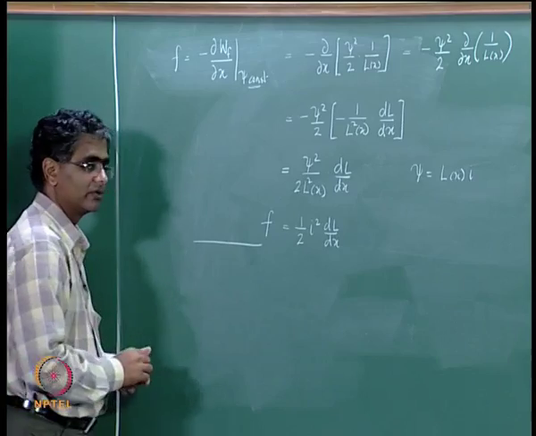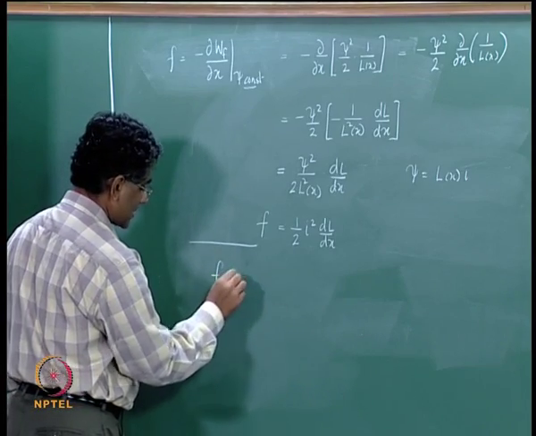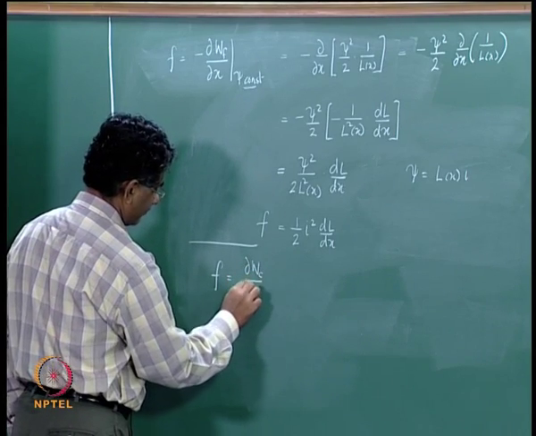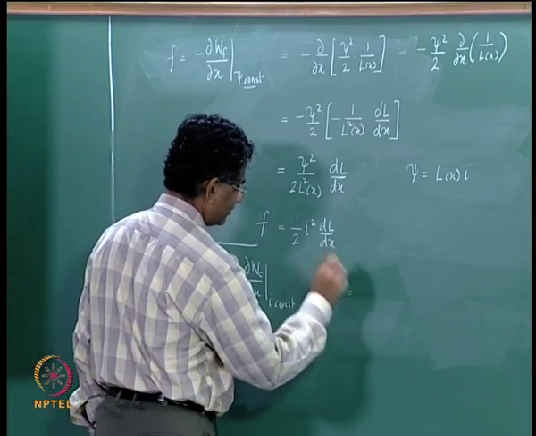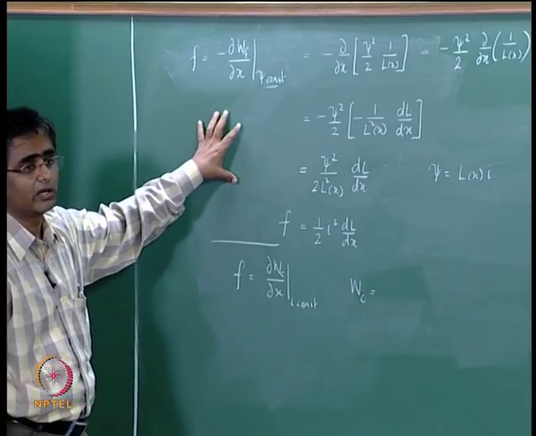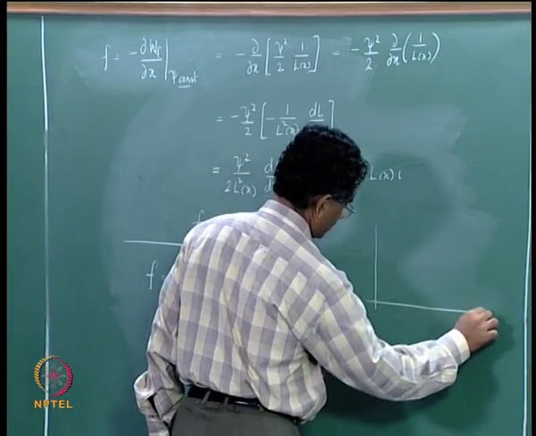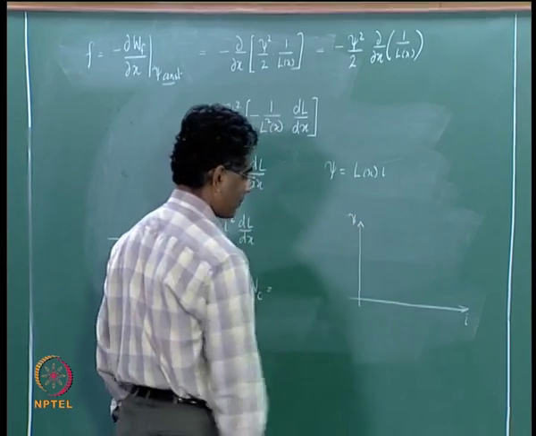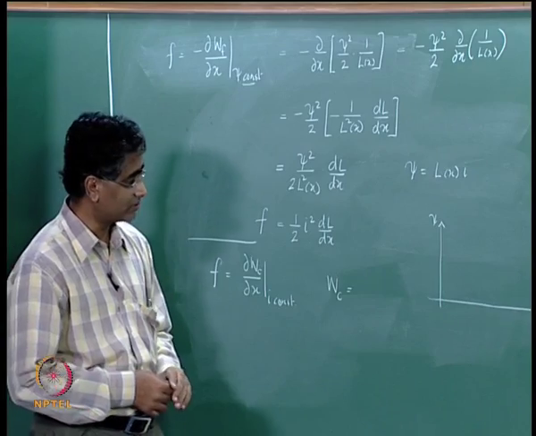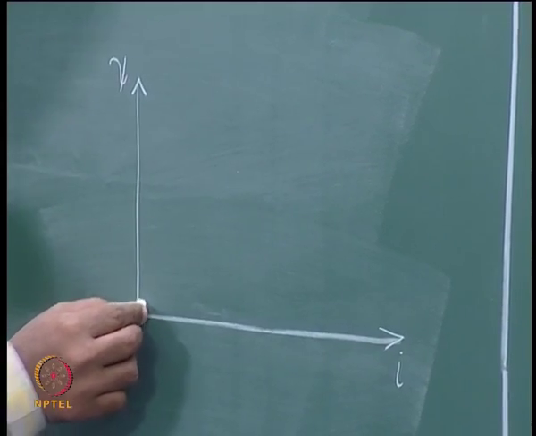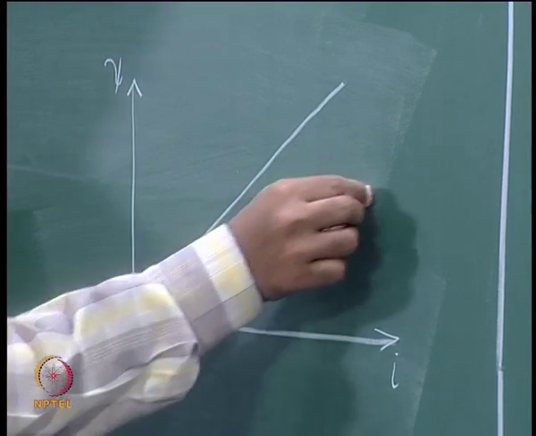Now how about the other expression? We have also said you can derive the force from the co-energy expression, and the co-energy expression says that force is obtained as dou Wc by dou x, keeping I constant, and in this case Wc, the system we are looking at now is a linear system, linear in I and psi, I mean a linear relationship between I and psi. We are expressing it in terms of an inductance coefficient and saying that the inductance coefficient is a function only of displacement, and therefore if it is only a function of displacement, this curve will be a straight line for a given position x. If the position x is going to change, then you might get another straight line for some other displacement.